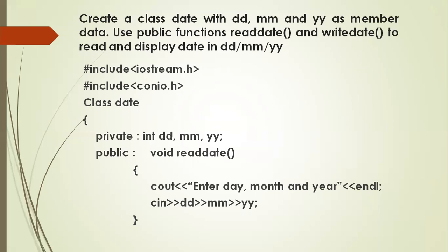The purpose of the read date function is to input the values for dd, mm, and yy. So cout "enter day, month, and year", cin dd, mm, yy. Close the function. So you have defined the first function, read date.